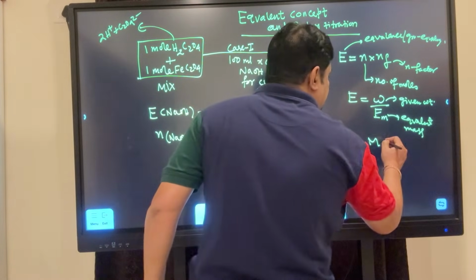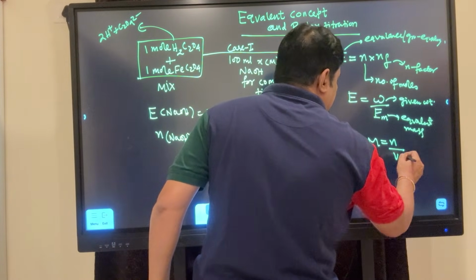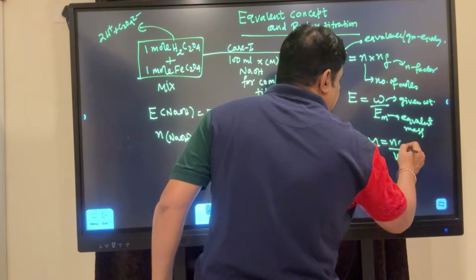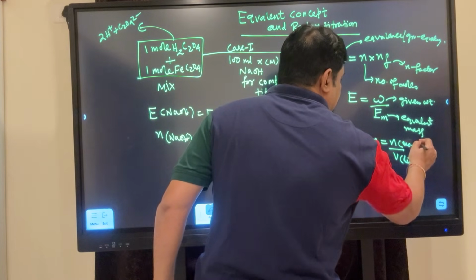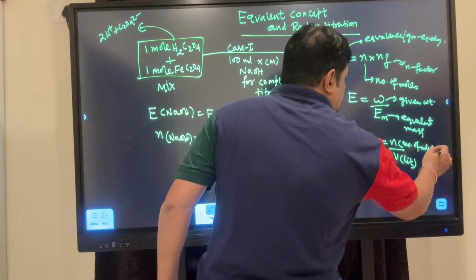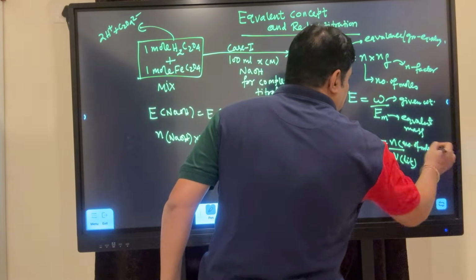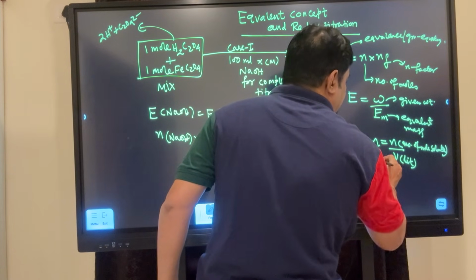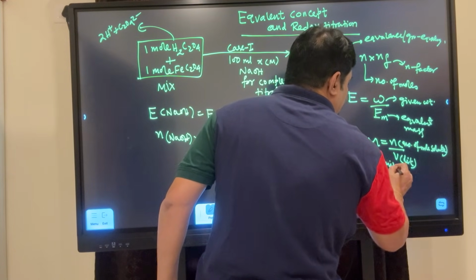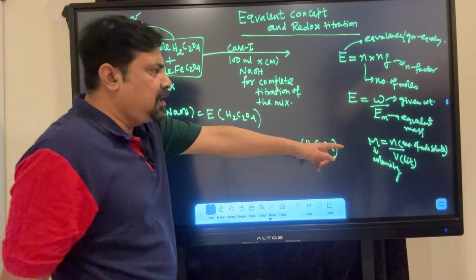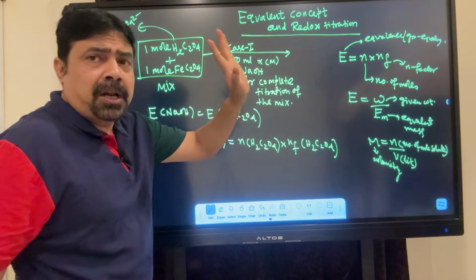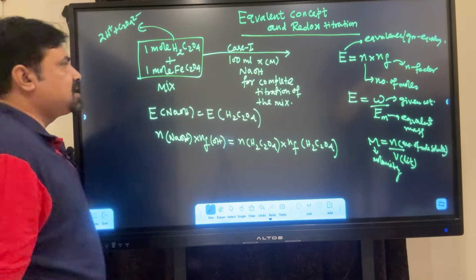Molarity is nothing but the number of moles of solute by the volume of the solution in liter. Number of moles of solute by volume of the solution is molarity. Then, molarity into volume of the solution in liter is the number of moles. So I am making that change.